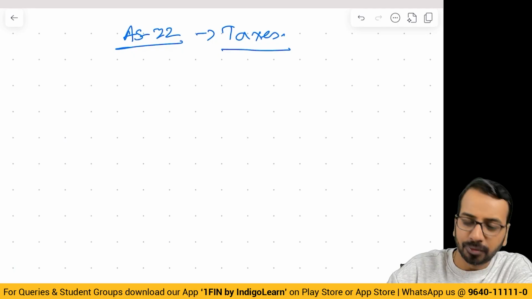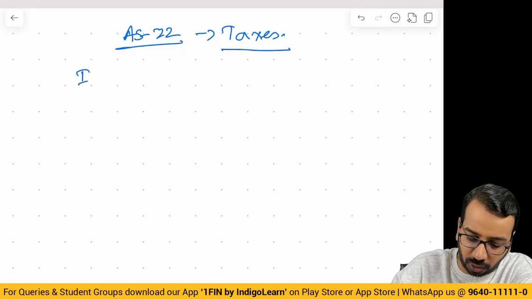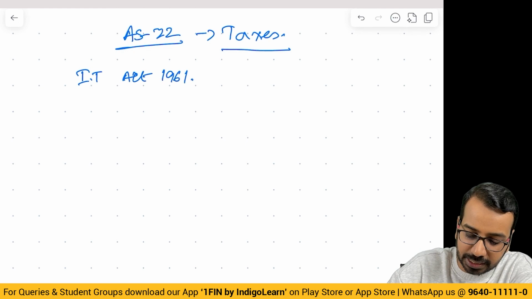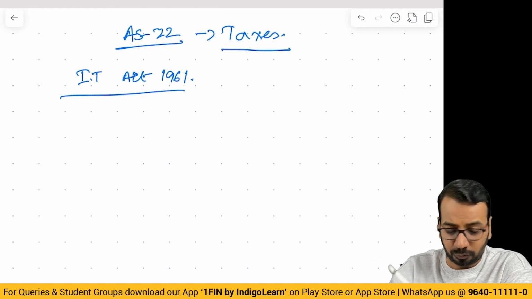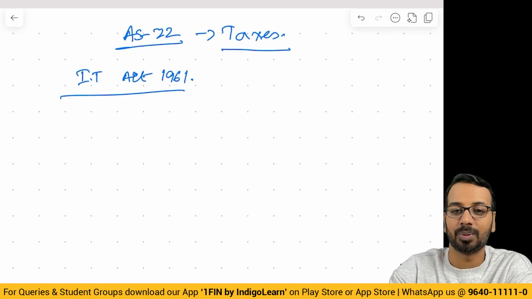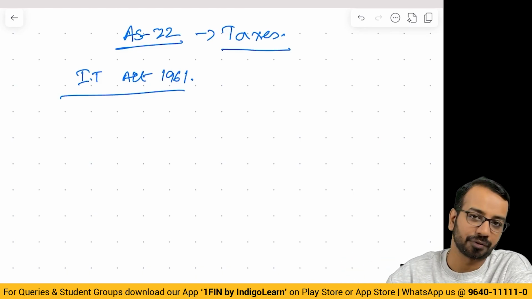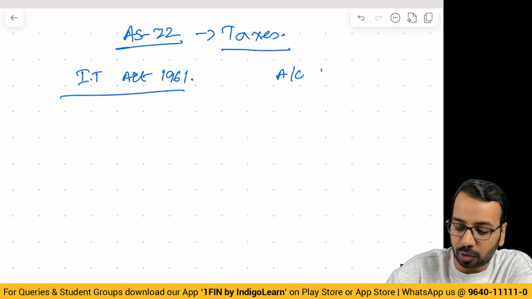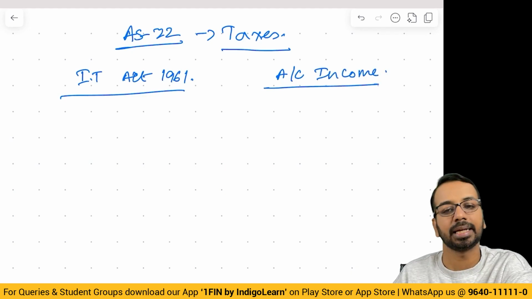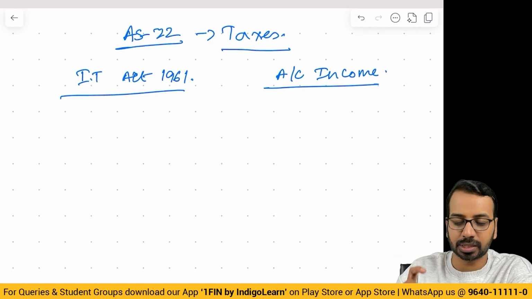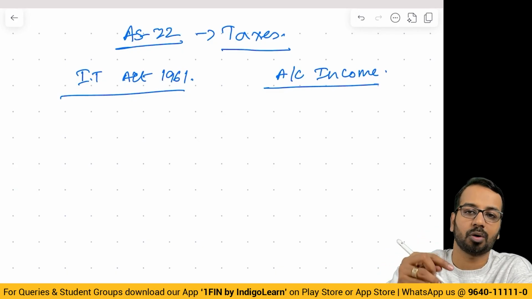For this, you need to have a basic understanding of the Income Tax Act of 1961, right? Of course, because you are writing Group 1, I presume you would have already completed a significant portion of income taxes as well. And you need to know how we compute accounting income. So these two understandings are very, very important, right? I'll give one small scenario to build the concept and then we will move ahead to the concepts of the standard.